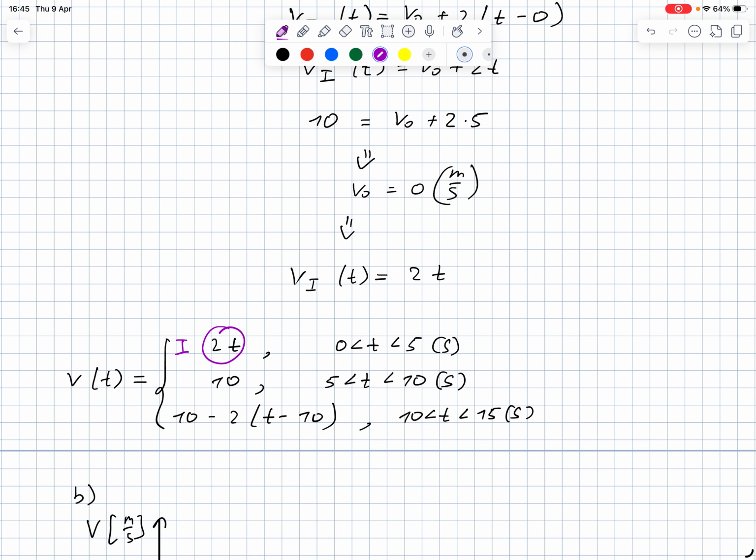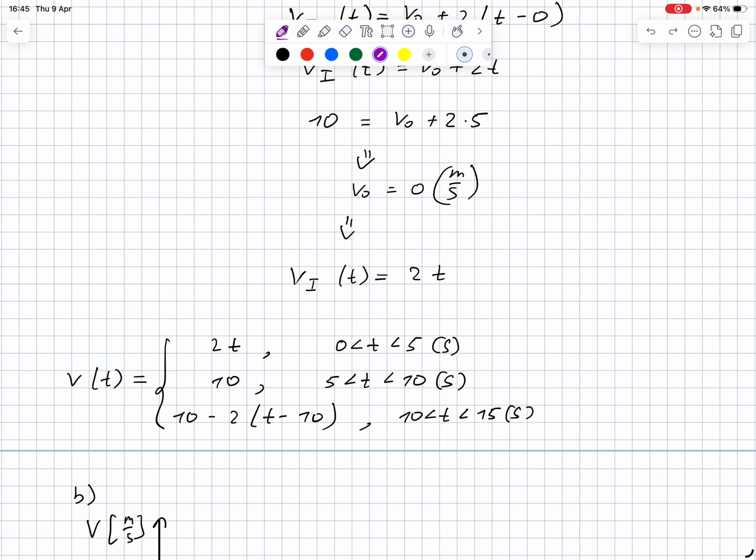It's a linear function, no problem: 2 times t. Second interval, because we do not have acceleration, the velocity is constant. And when we go to the third interval, the expression that we got is given by 10 minus 2 times (t minus 10).